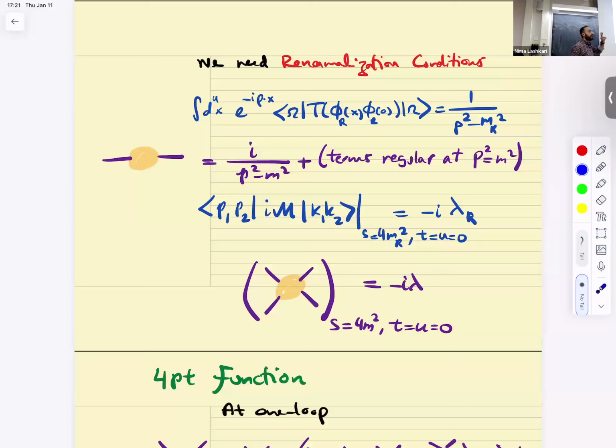For every coupling, you will have a corresponding renormalization condition. This is the renormalization condition for mass. This is the renormalization condition for the 4-point function, right? It basically says that the amputated 4-point vertex has to be minus i lambda R when you are at s equal 4m squared, t equal u equal 0.